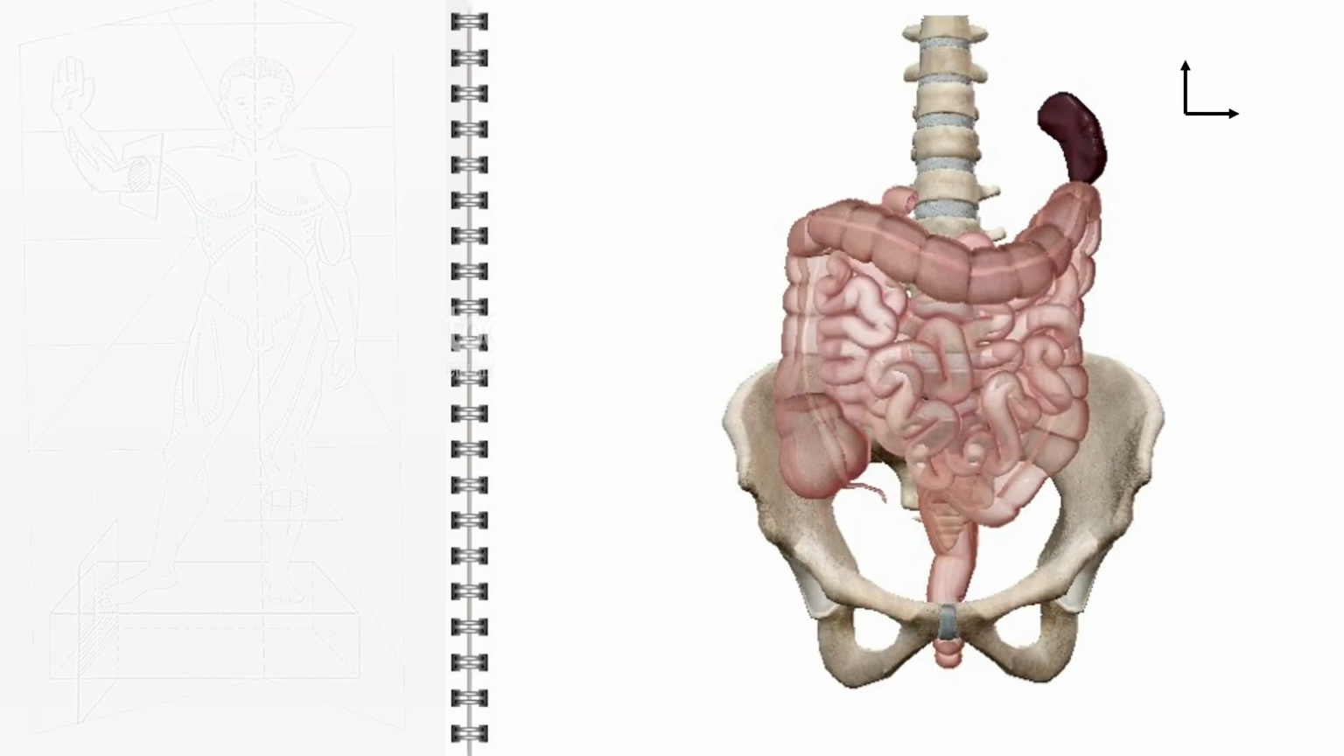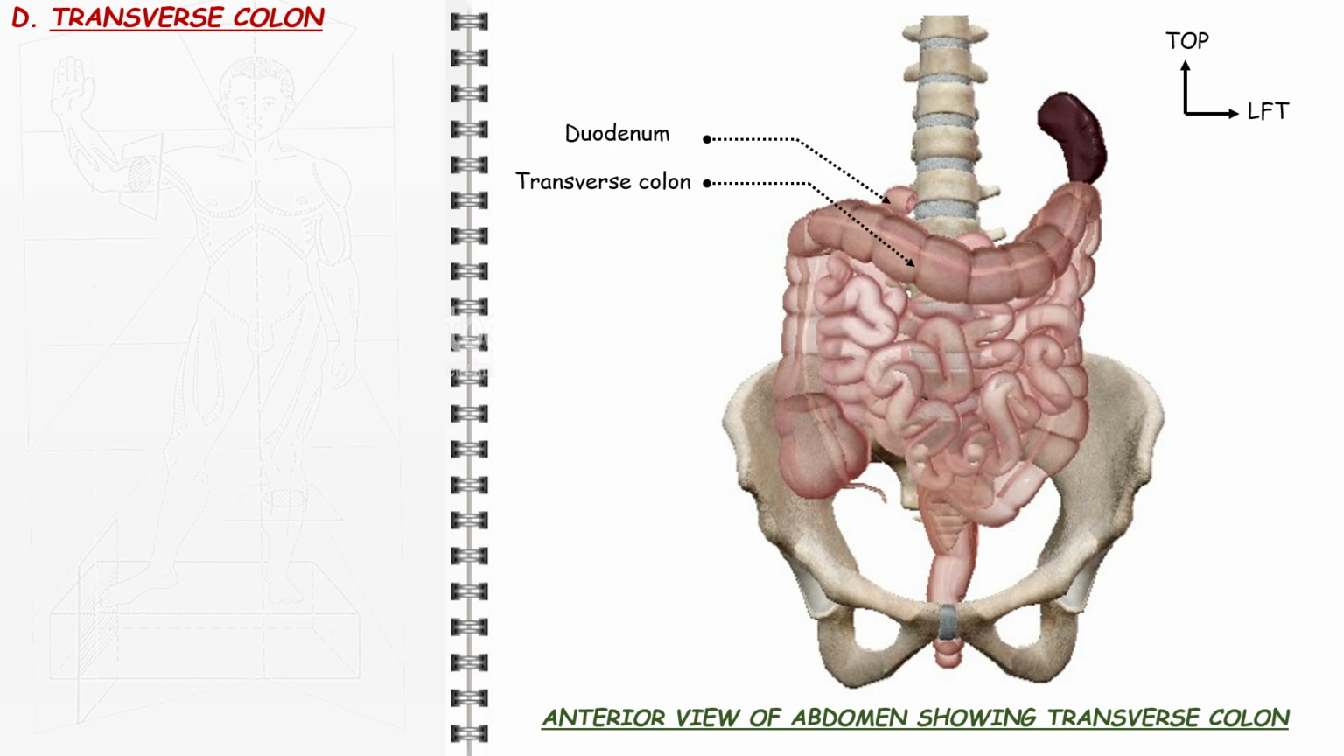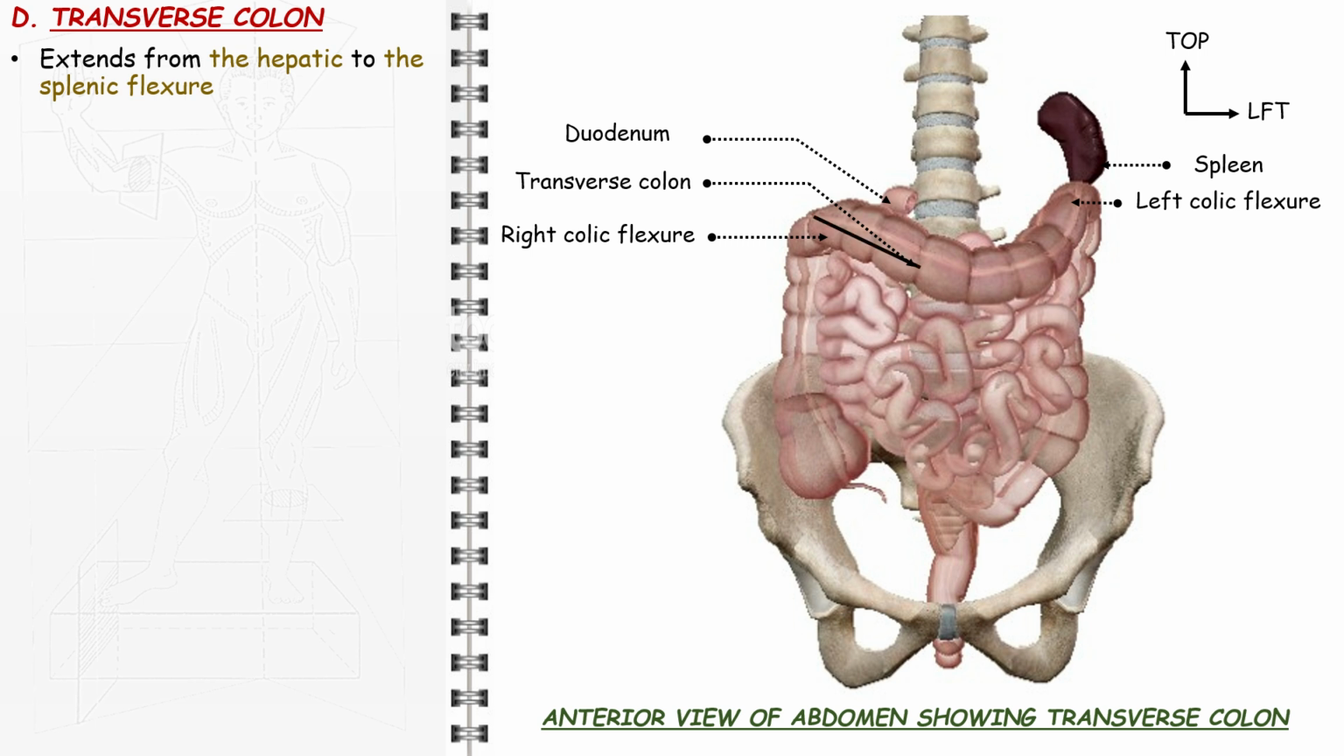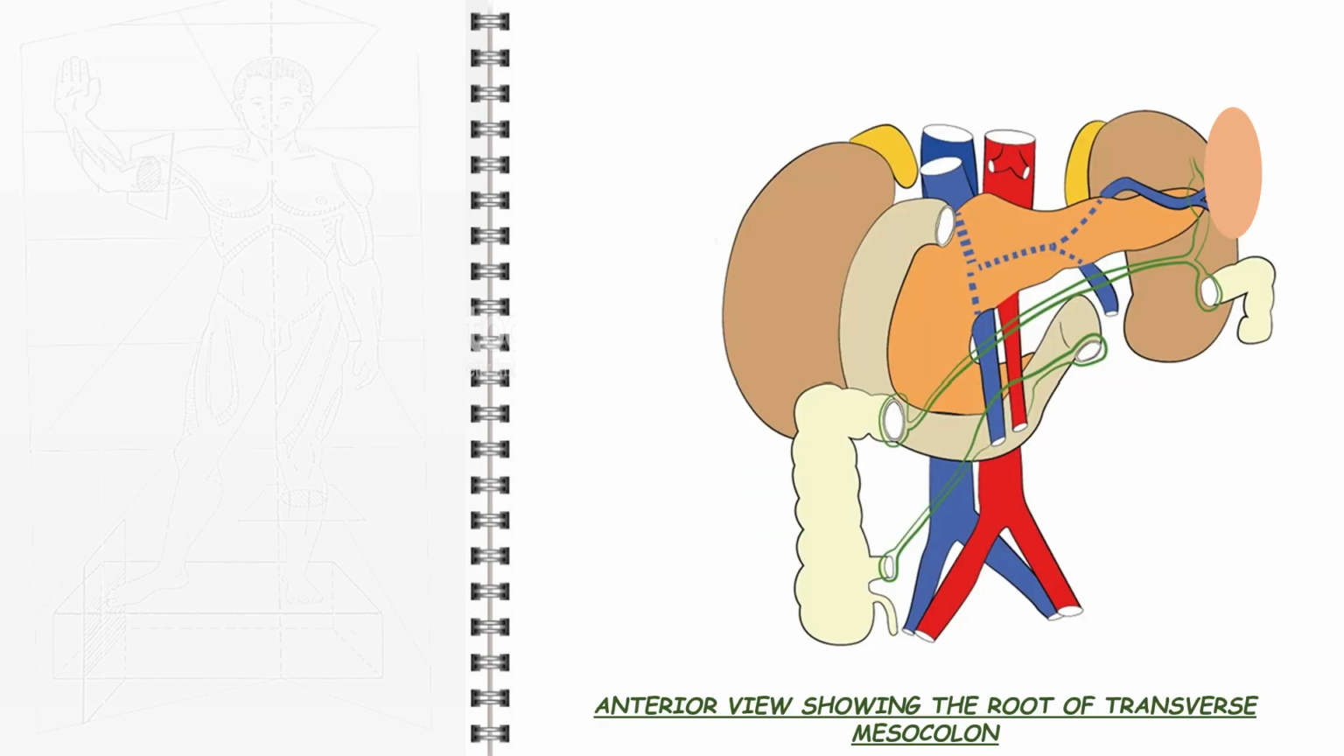The transverse colon extends from the hepatic to the splenic flexure in a loop which hangs down and front to a variable degree across the greater curvature of the stomach. The serous coat of the transverse colon forms the transverse mesocolon. It subdivides the peritoneal cavity into supracolic and infracolic compartments.